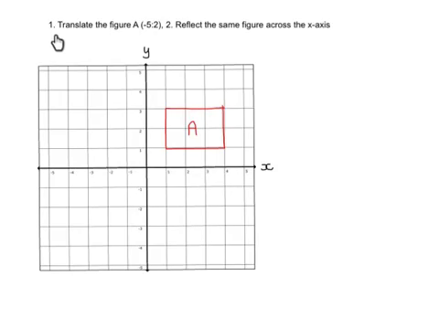Okay, so the first question is asking us to translate the figure A. So there's the figure A in the Cartesian plane. According to that translation, it's just a shift. So another word for translate, and I almost think it's just a shift. So we need to shift that rectangle according to the rule.